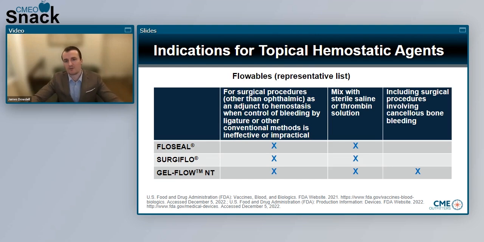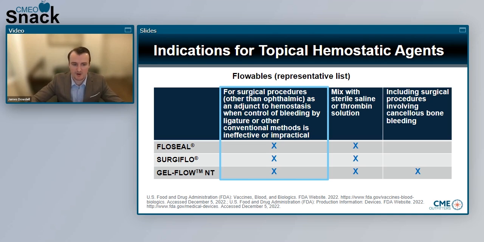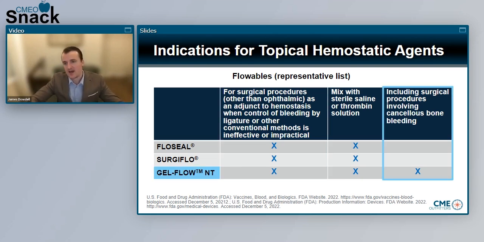And here we have the flowables. And there's going to be one of the three specifically that's important for cancellous bone bleeding, which I see all the time. So first, let's go through all of them. They're all used. FlowSeal, SurgiFlow, GelFlow NT are used as an adjunct to hemostasis. It's the standard FDA approval, right? An adjunct to hemostasis. It's not the primary control of bleeding. It's an adjunct to help bleeding when other methods are not working. And it involves procedures involving cancellous bone bleeding.